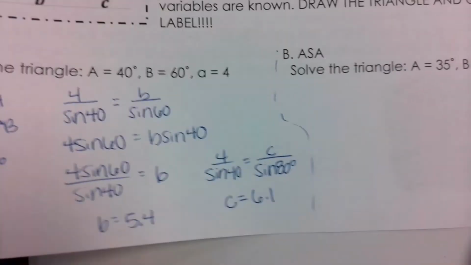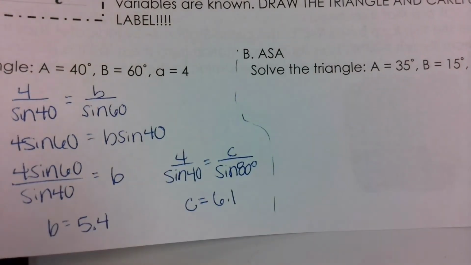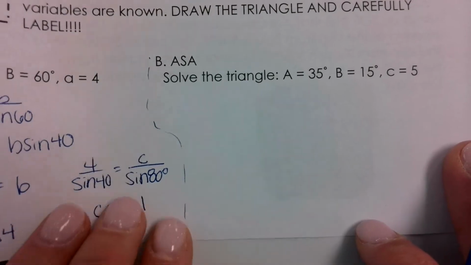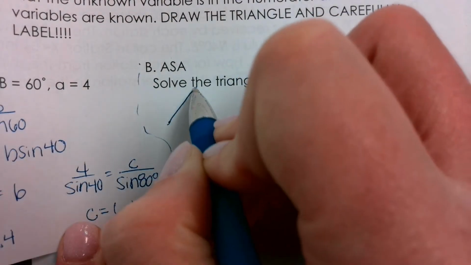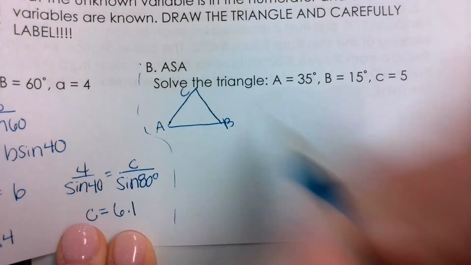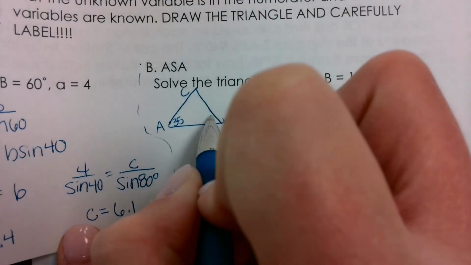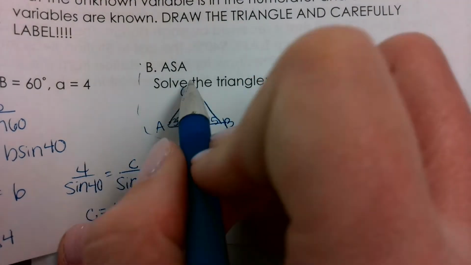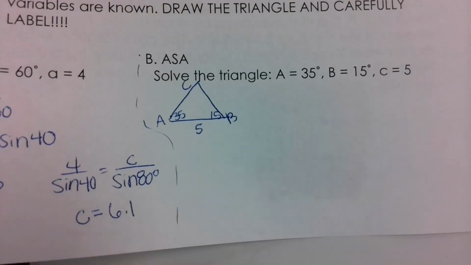Alrighty, so looking at part B over there, this time they're telling you that angle A is 35 degrees, angle B is 15 degrees, and side C is 5. So we'll draw our triangle for that, and A, B, and C. Angle A is 35 degrees, angle B is 15 degrees, and side C is 5. So right now we don't have an angle and side pair. Could we find one? Yes.